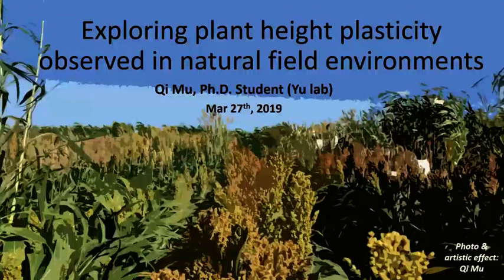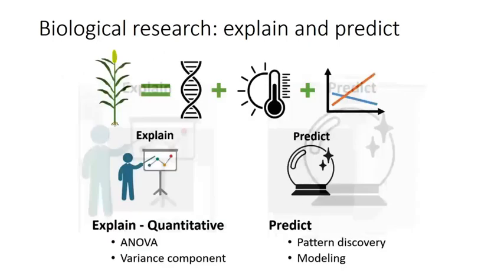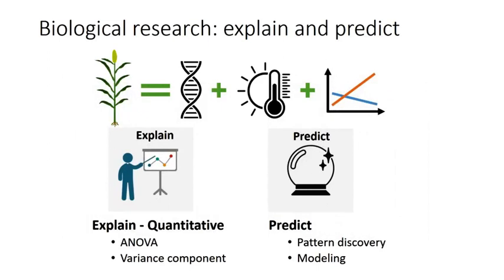And today I'm going to talk about my study on exploring plant height plasticity observed in natural field environments. Okay, so for biological research, I think there are two big components: explain and predict. For example, for plant height, no, let's not think about plant height right now, just the plant phenotype. So plant phenotype is a result from genotype, environment, and their interactions.